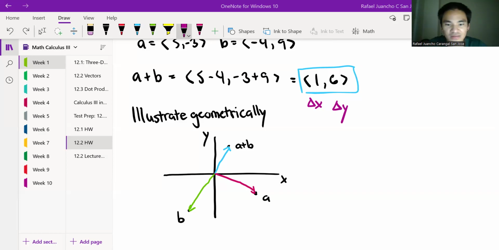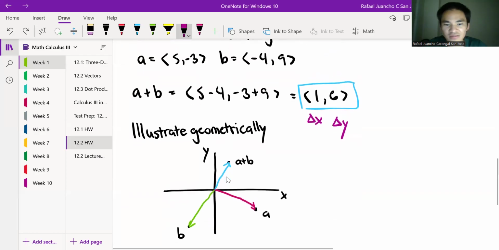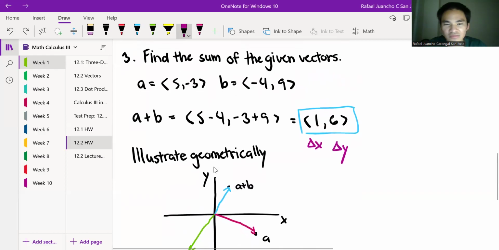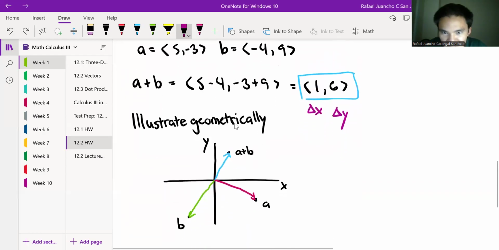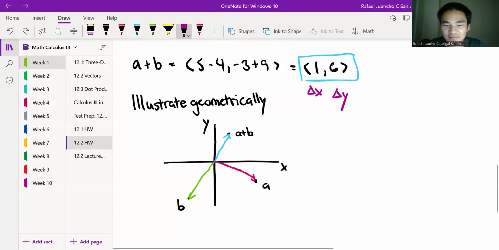Let's check the behavior. It goes 5 to the right, -3 down, and then for B it's -4 to the left, and then 9 going down. So that makes sense. But then when you look at A plus B here, it goes 1 to the right and then 6 up. But when I'm looking here, because it's a multiple answer thingy, I can't seem to find it. So it means I must have missed something.